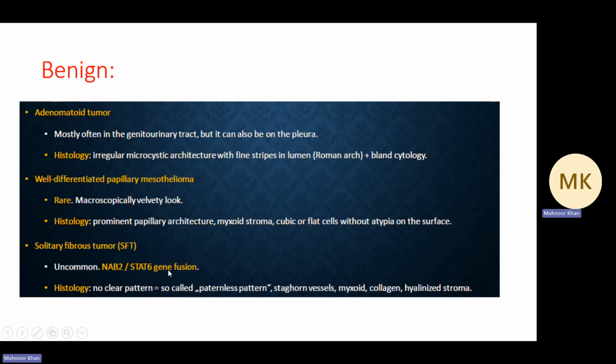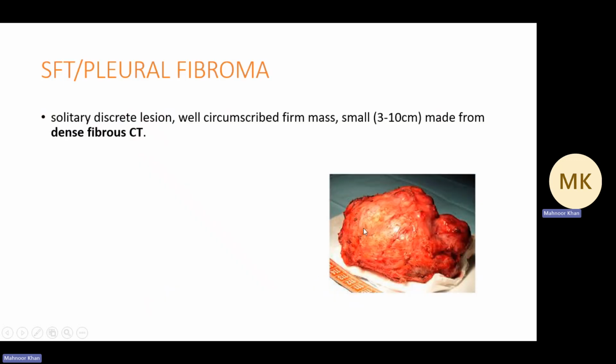Again, uncommon, but it is due to some genetic defect. Histology is not clear. It's mainly made up of different kinds of connective tissue, collagen, hyaline, myxoid, maybe vessels. It looks something like this, the SFT or the pleurofibroma. It's a solitary discrete lesion, well circumscribed, small mass, 3 to 10 centimeters, made from dense fibrous connective tissue. So like various kinds of connective tissue. Okay, so this was about benign.